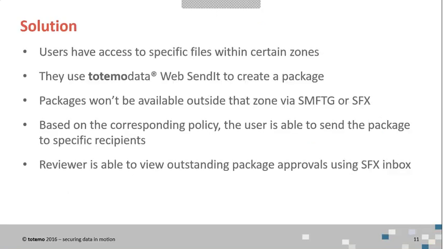So the solution, as I mentioned, users have access to specific files within certain zones, and he can use those files to create a package using totemodata Web Send It. Those packages that were created this way won't be available outside that zone, so they will only be available within the actual zone that was configured. And based on the policies that you can configure, the user is able to send the package to specific recipients or any recipient, basically. And based on the workflow or the policy, the reviewer has to approve the package transmission.